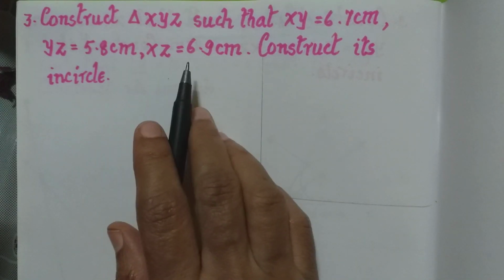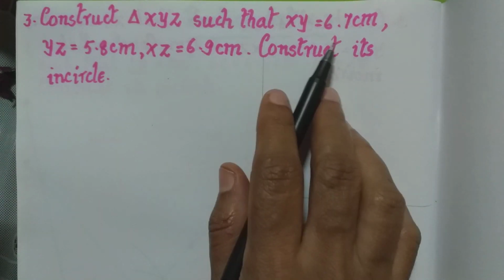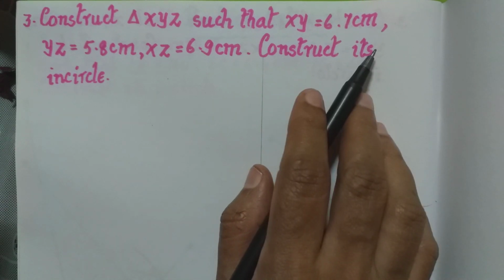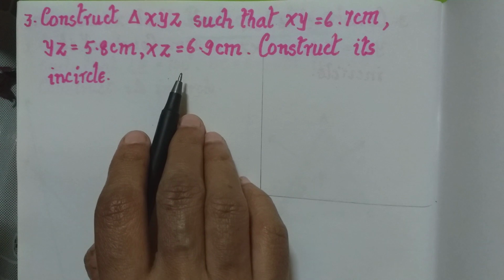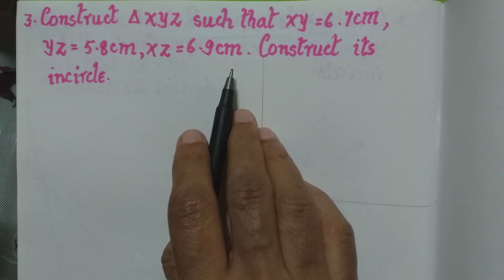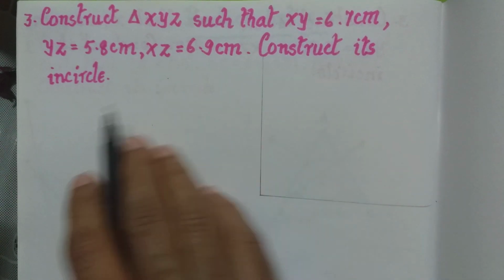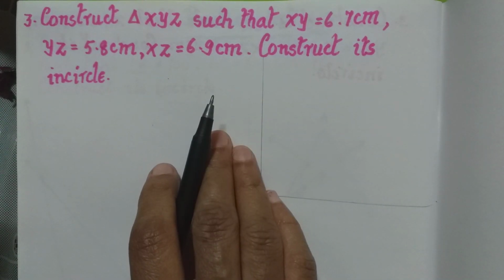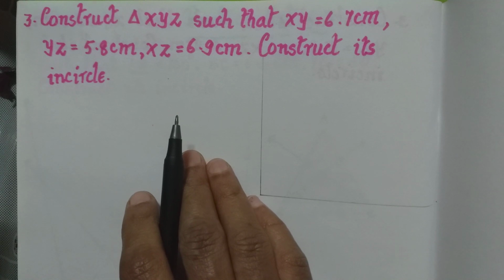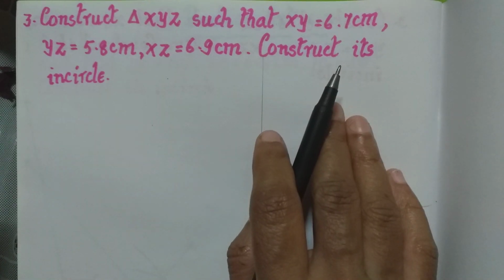Third question, construct triangle XYZ such that XY equal to 6.7 centimeter, YZ equal to 5.8 centimeter, XZ equal to 6.9 centimeter, and then we are supposed to construct the incircle. Now all the three measurements are given of the three sides of the triangle. So we start the construction.